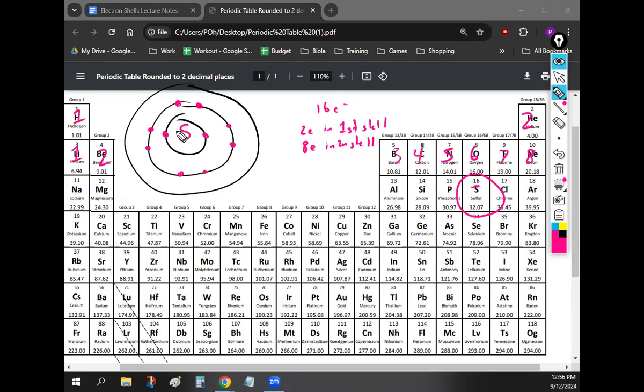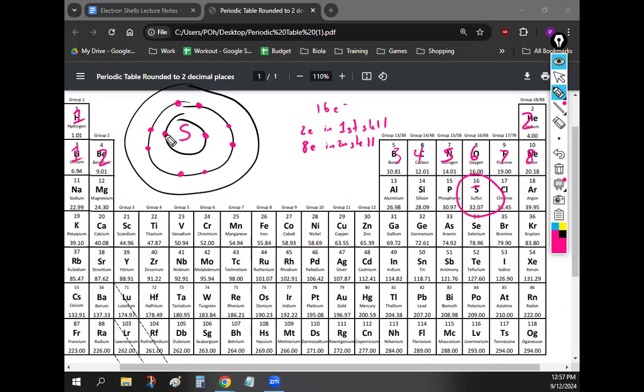Yeah, so the number of electrons in the shell depends on how many boxes are in that row. The first row is the first shell, right? There are 2 boxes in the first row, so the first shell can hold 2. There are 8 boxes in the second row, so that's the second shell. The second shell can hold 8, or that's the maximum capacity.